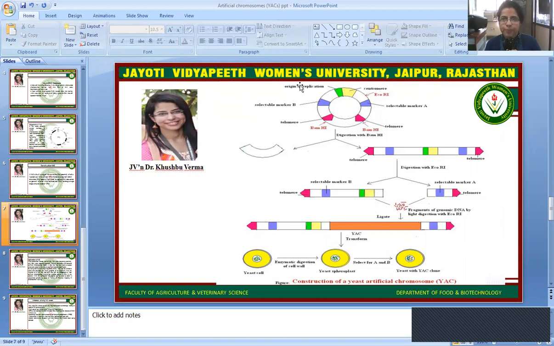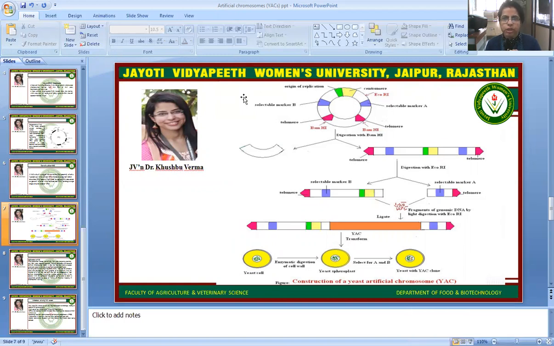Here we can see the YAC vector: origin of replication, this is the centromere, selectable marker B, selectable marker A, the telomere region, and this one is also a telomere region. Telomere regions will have BamHI restriction sites, and in between the centromere and selectable marker A there will be an EcoRI site. First of all, it will be digested with BamHI. BamHI will cut at both ends, this section will be removed, and from one telomere to the second telomere it will be linearized.